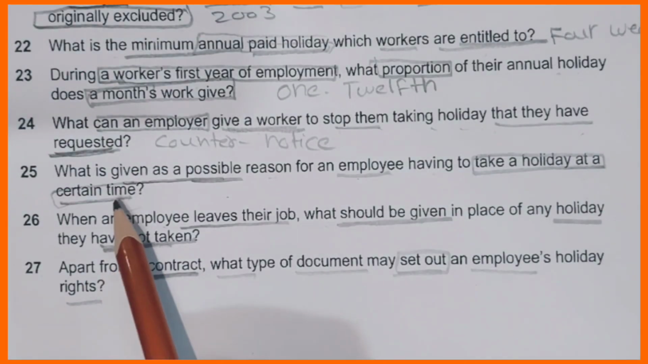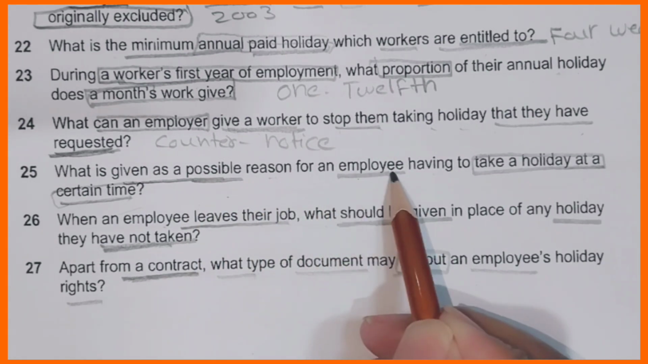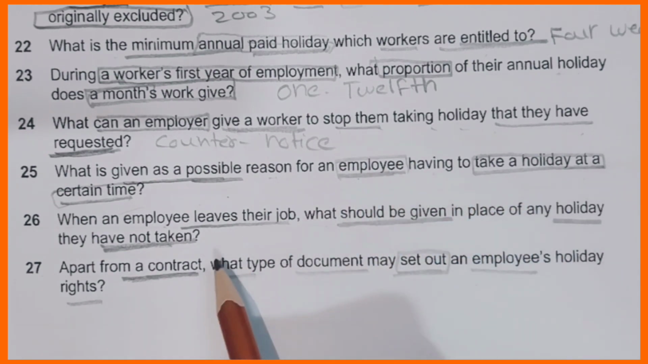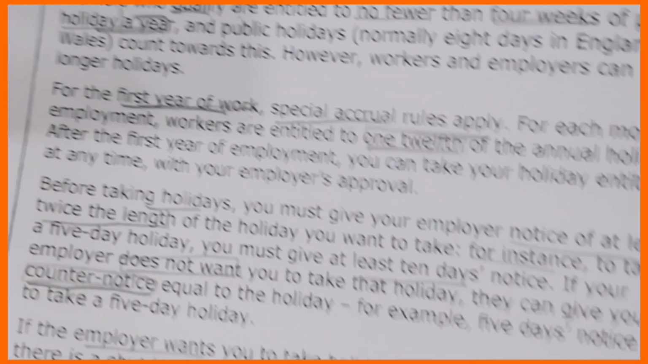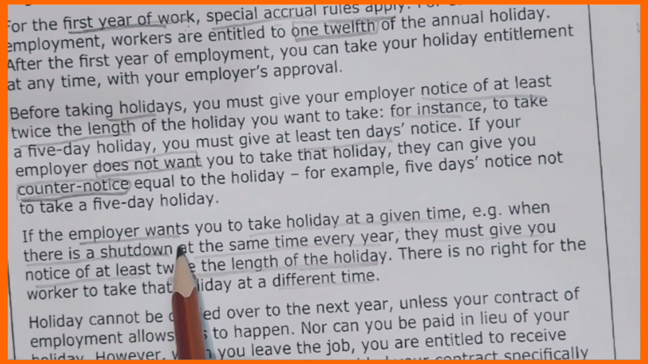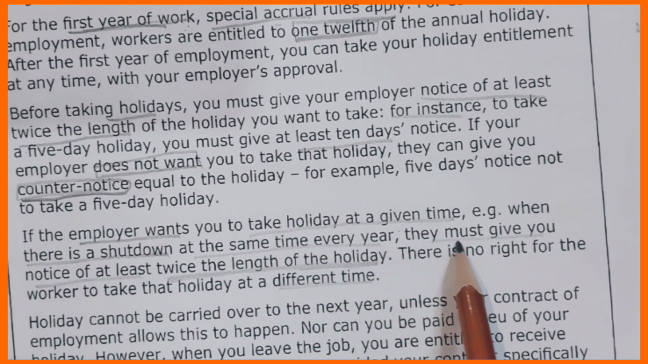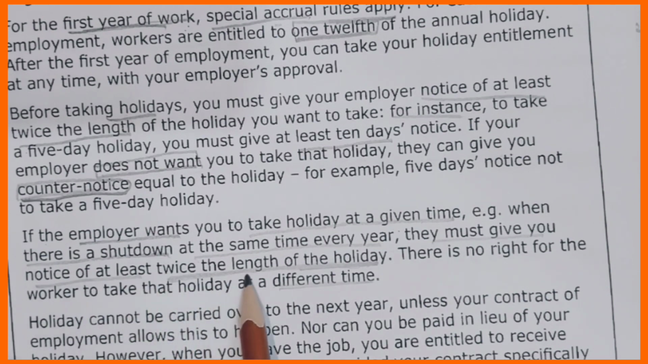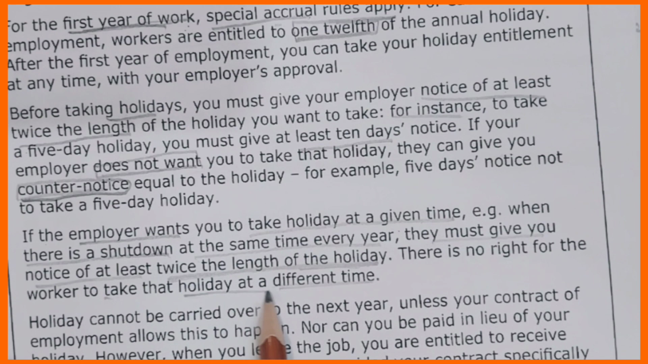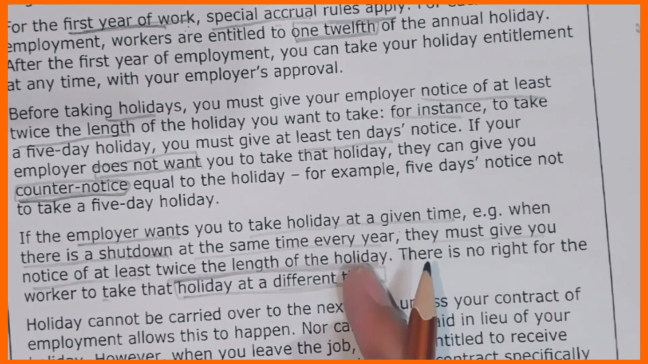So what is given as a possible reason for an employee having to take a holiday at a certain time? If the employer wants you to take a holiday at a given time, for example, when there is a shutdown at the same time every year, they must give you notice of at least twice the length of the holiday. There is no right for the worker to take that holiday at a different time. I mean, workers can't take that holiday at a different time. They have to take it when the employer wants.